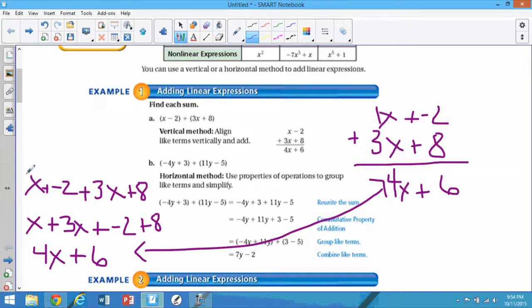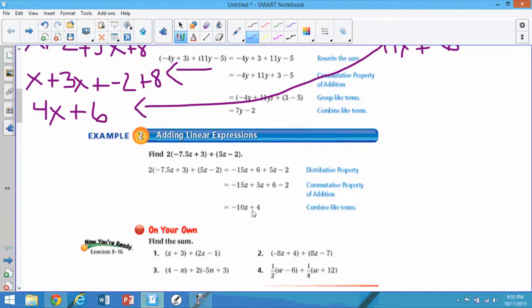Horizontal, where you just take out the parentheses and commute your order, putting all your variables next to each other and all your numbers next to each other, then combine your like terms. Or the vertical, where you just line them up and add. The benefit of the vertical is that you're essentially saving a step. You don't have to do that step because there's no need to commute your order, because you commuted it when you put it in a vertical method where you put your x's above and below each other, and your numbers above and below each other.